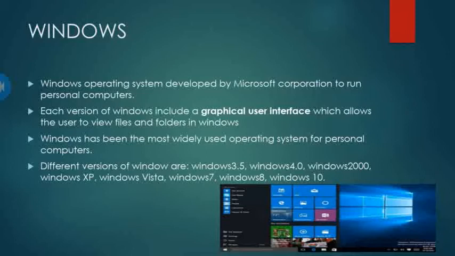That is, we can make use of a pointer, the mouse, to operate the computer, which allows the user to view the files and folders in Windows. Windows has been the most widely used operating system for personal computers. Different versions of Windows are also available, like Windows 3.5, 4.0, Windows 2000, Windows XP, Windows Vista, Windows 7, Windows 8 and Windows 10.